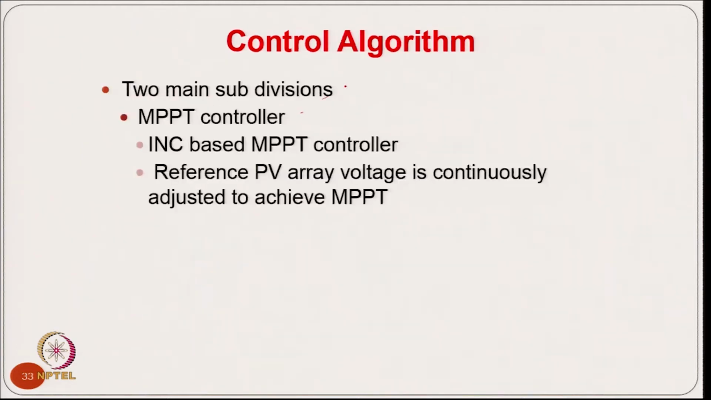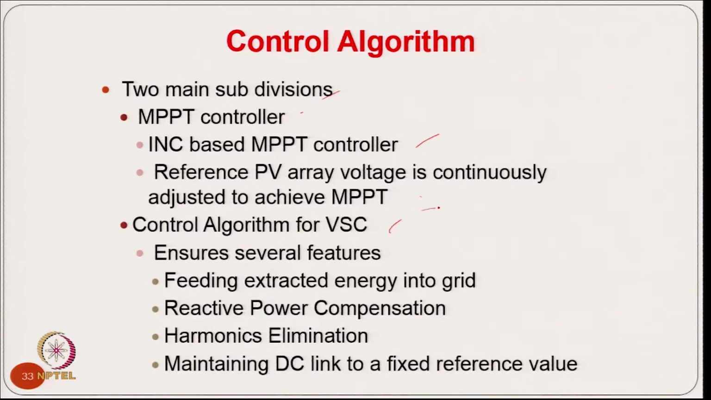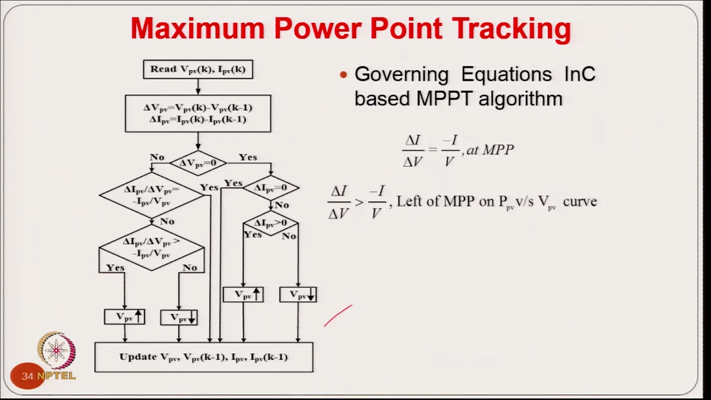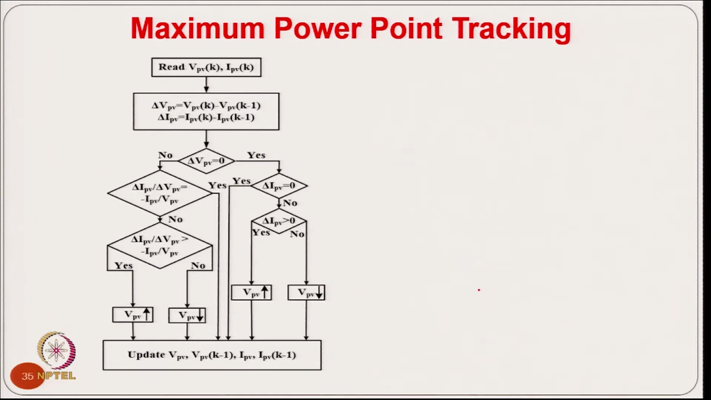So, you have a maximum power tracking controller with the incremental conductance concept, which gives the PV reference voltage, and then we use the control algorithm for the voltage source converter, which ensures several features like feeding extracted energy into the grid, reactive power compensation of local load, harmonic elimination of local load, and maintaining the DC link voltage of the inverter. And this is of course the maximum power tracking algorithm from which we are getting the reference, you can call it the PV voltage, and that is the concept of the algorithm, how you have to decide the operating voltage of the PV array.